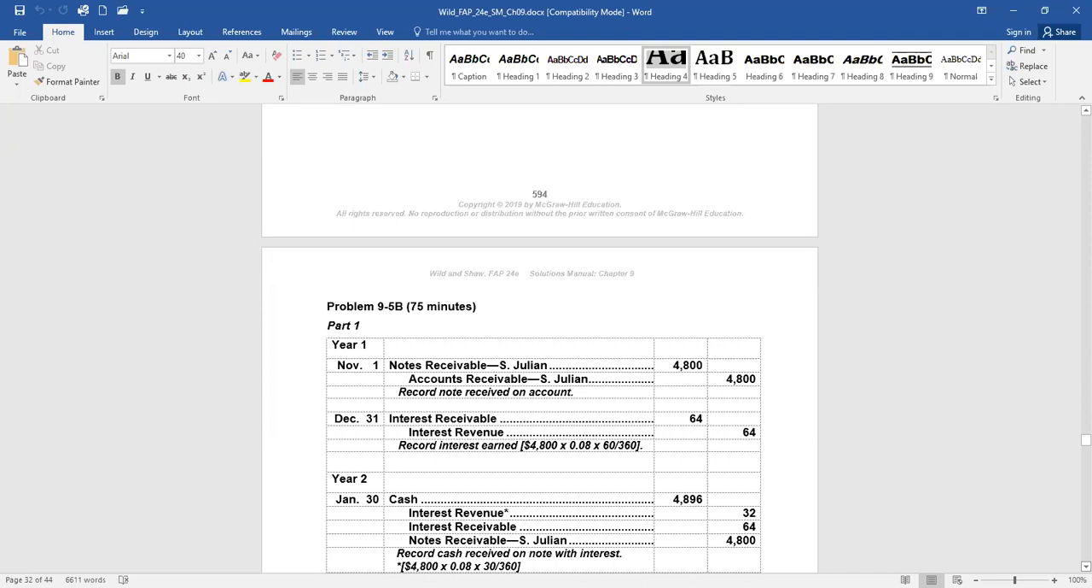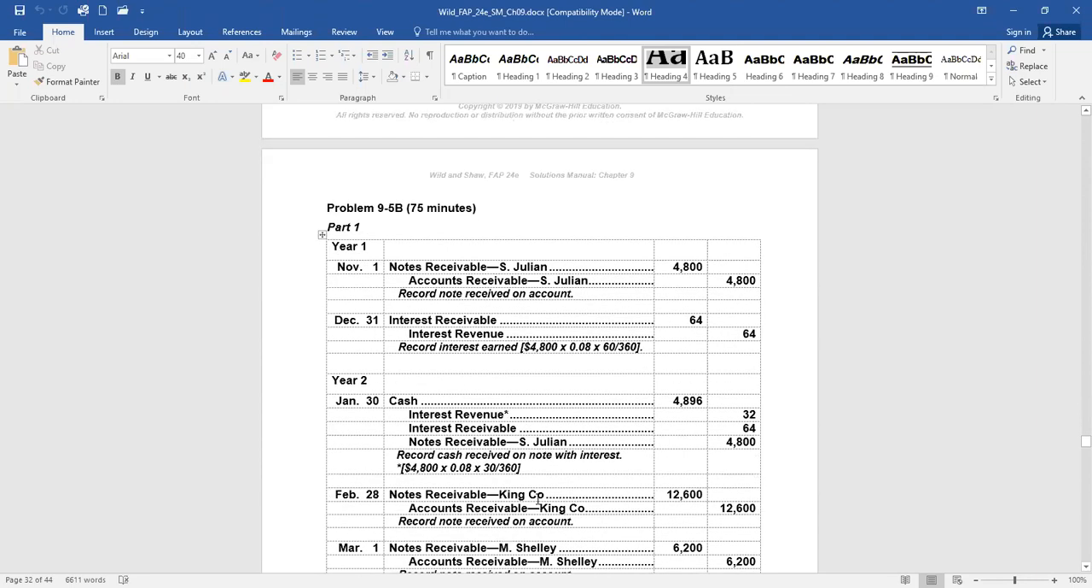Remember, $64 of that was already recorded as interest revenue because it was earned last year. It's sitting in interest receivable waiting for the cash. So we'll debit cash $4,896. Credit the note receivable for the $4,800 principal. Credit interest receivable for the $64 of interest that was recognized last year and recorded as receivable. And then recognize the $32 of interest, or 30 days of interest that occurred in January, as interest revenue in year two. Okay, so this is one note started in year one and ended in year two.